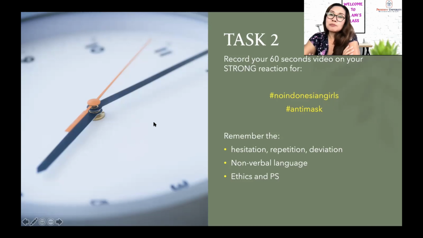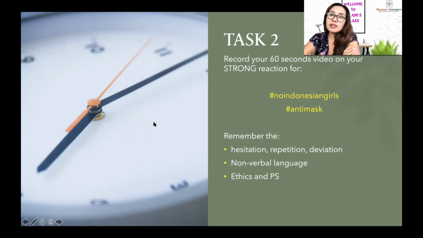But I would like to hear your opinion that you're going to record for 60 seconds, your strong opinion to this particular incident. You have the freedom of representing whoever you want to represent. You can represent the male friend in this case, if you want to. You can represent the Indonesian girl that did the bad communication on the internet that caused the incident, or you can also represent the majority of Indonesian girls in our country.